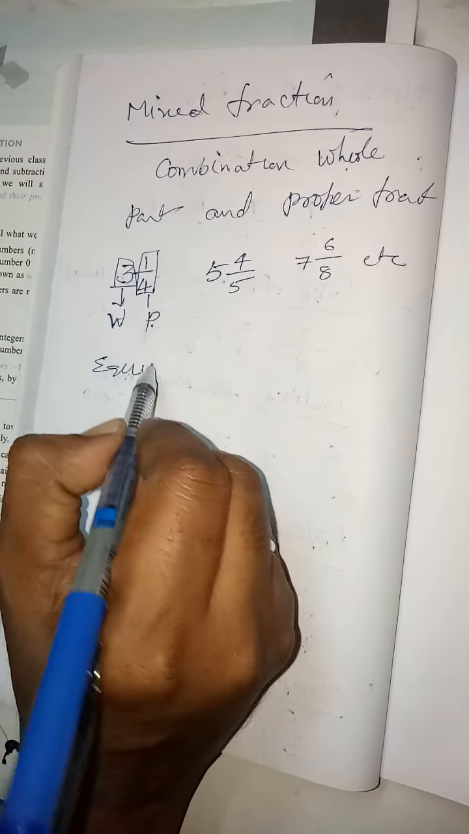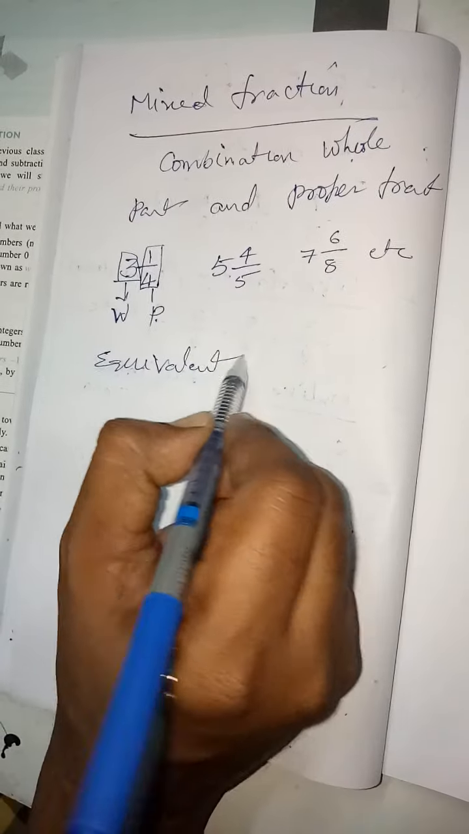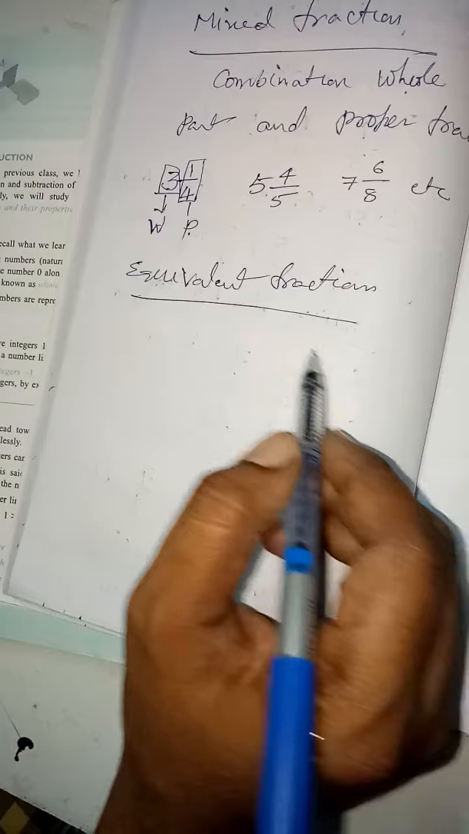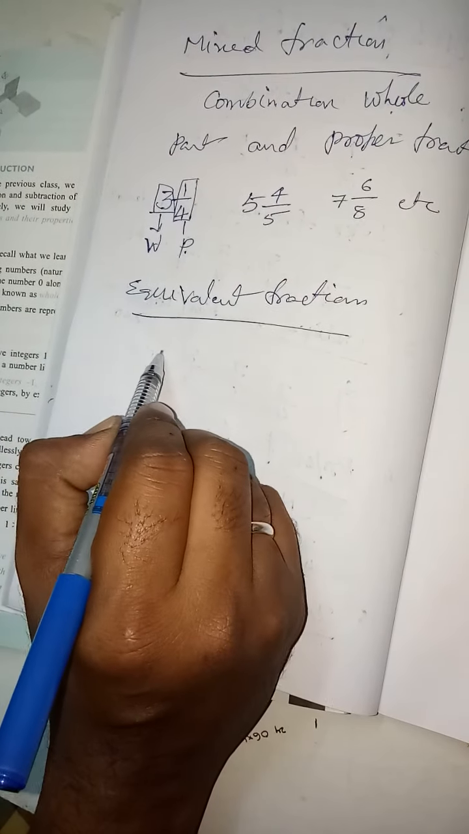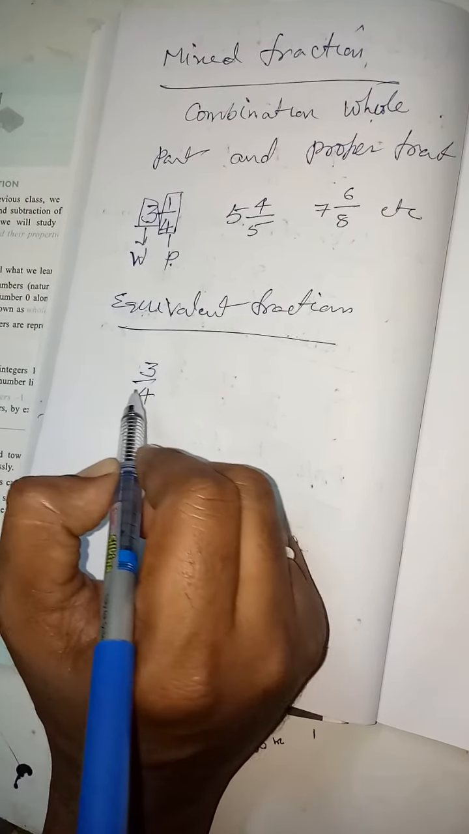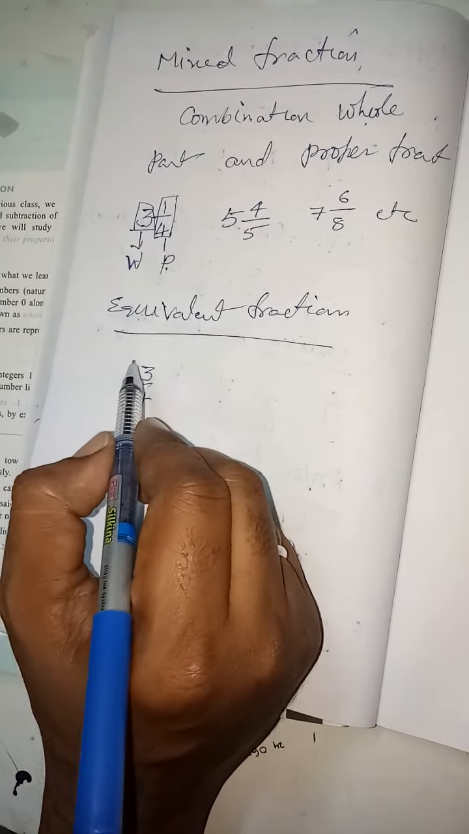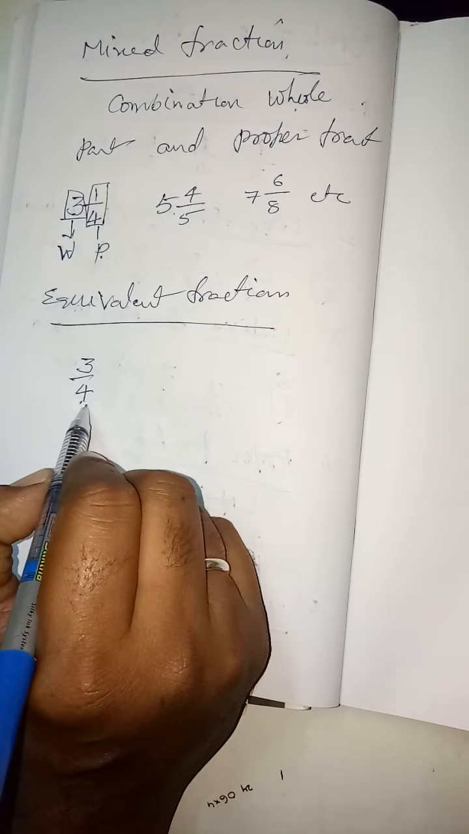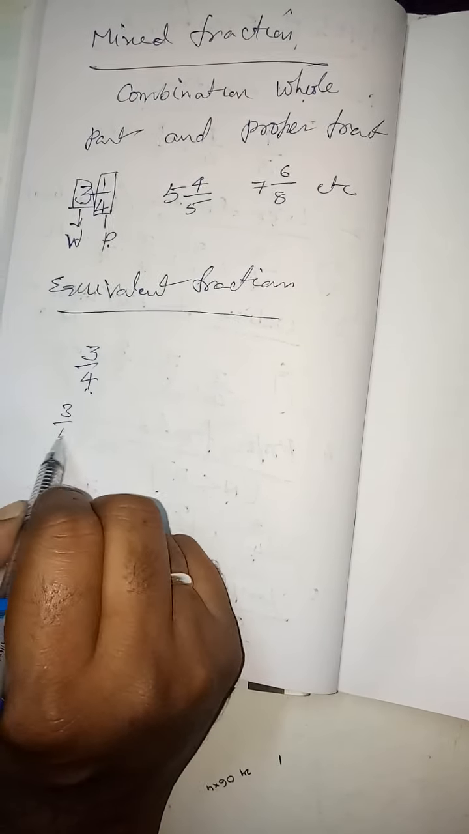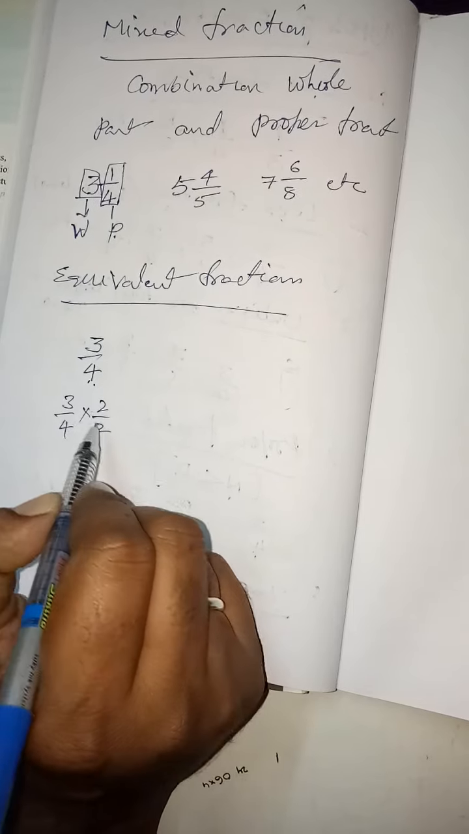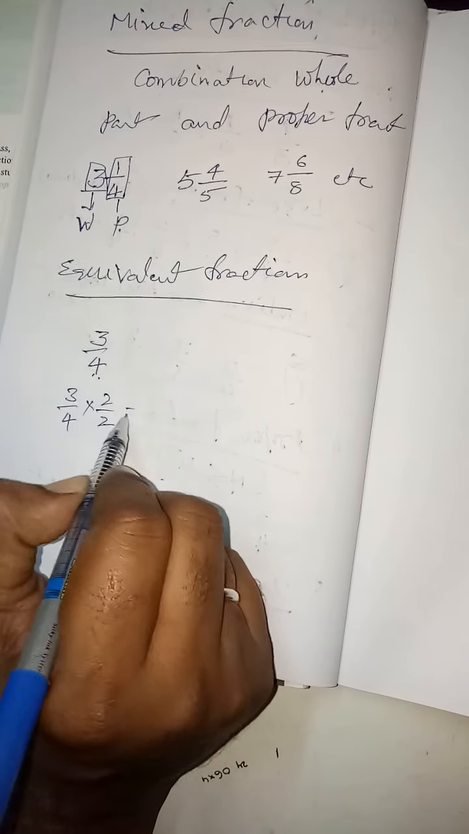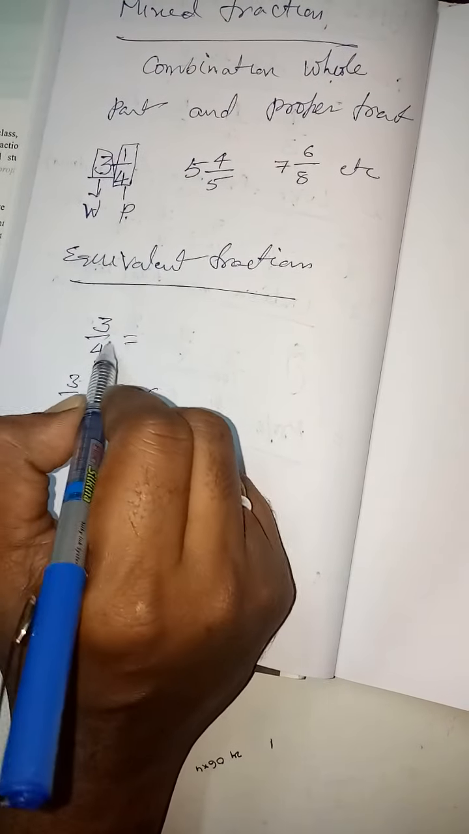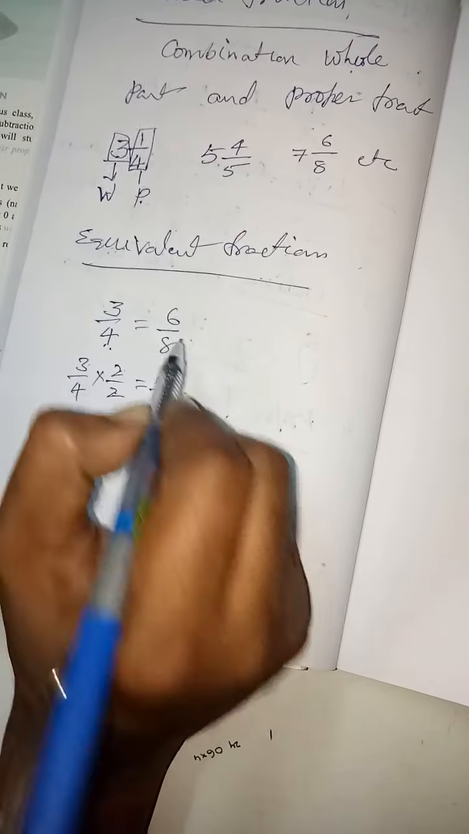The last one is the equivalent fraction. How to get an equivalent fraction of a given fraction? Suppose the given fraction is 3 by 4. We get an equivalent fraction by multiplying the numerator and denominator by the same number. Here I multiply 3 by 4 with 2 by 2. 2 threes are 6, 2 fours are 8. So an equivalent fraction of 3 by 4 is 6 by 8.